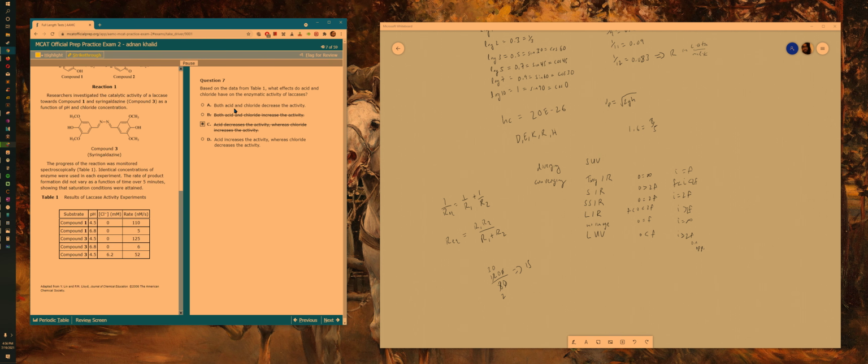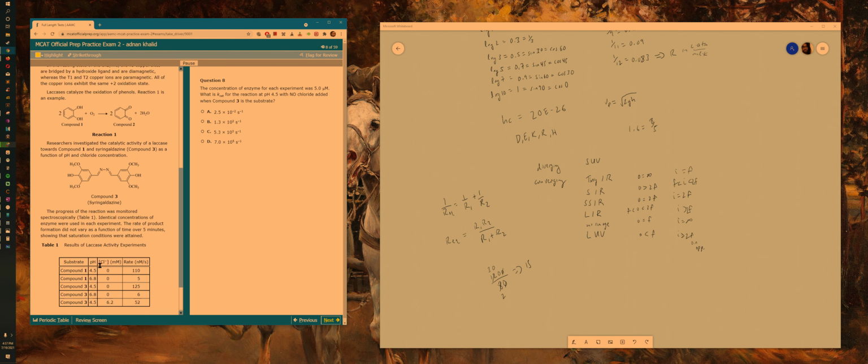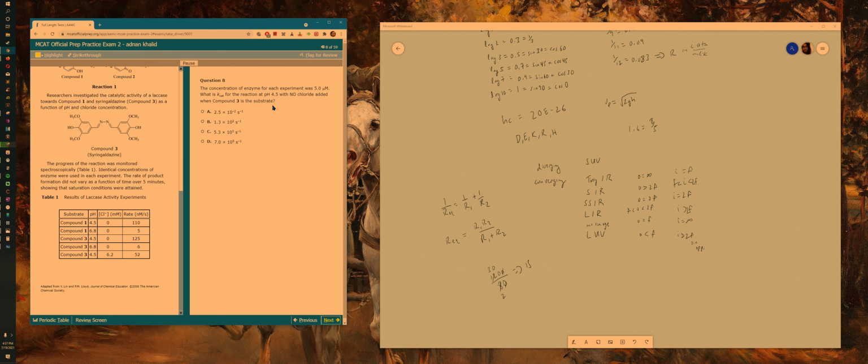Now acid is going to be reflected in the pH, so I can compare this to this. The rate at a higher pH without any chloride is decreased significantly. So acid increases the activity and chloride decreases the activity. There we go. See, I did not read any of this because I simply don't have to at this point. Concentration of enzyme for each experiment was that.